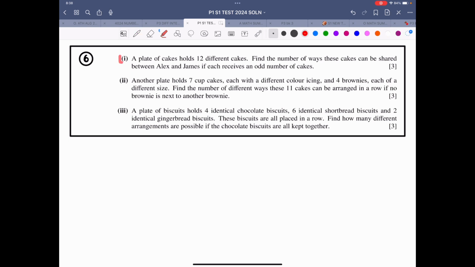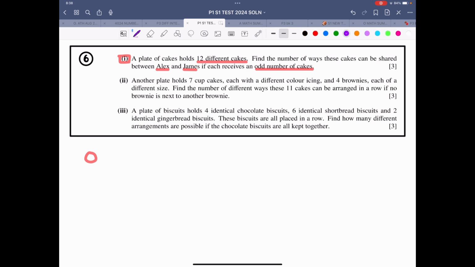So this first part is about a plate of cakes holding 12 different cakes. Find the number of ways these cakes can be shared between two people, Alex and James, if each receives an odd number of cakes. Now we have solved a question like this from the previous past papers. So let me just solve this one.